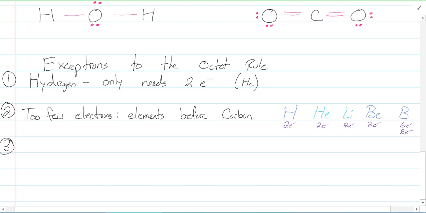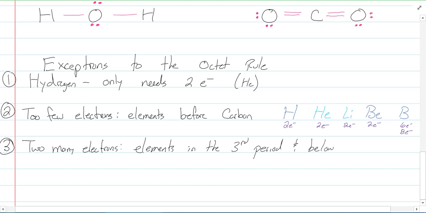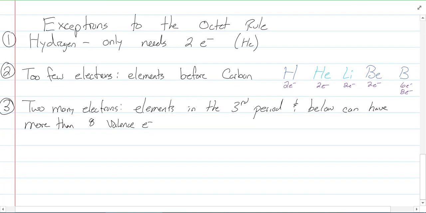Too many electrons. Elements in the third period and below can have more than 8 valence electrons. Well, who would that be? Such as Si, technically, is in that period.